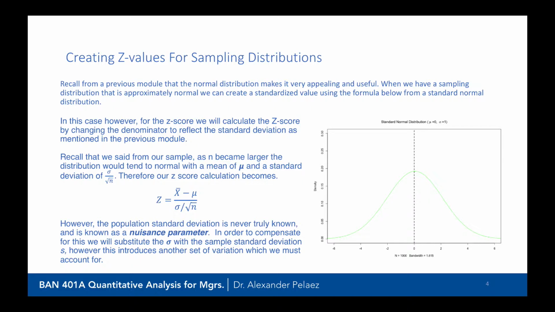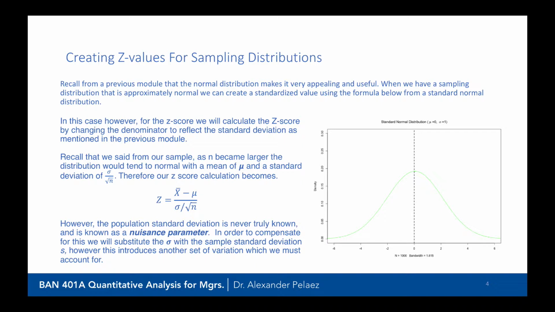Now, the z-score we will calculate is going to change a little bit from what we had originally done, because remember that when we're using the sampling distribution, the standard deviation is going to slightly change according to the central limit theorem. So as n becomes larger, the distribution will tend to normal with a mean of mu and a standard deviation of sigma divided by the square root of n. So our z-score calculation becomes z equals x bar minus mu in the numerator over sigma, the standard deviation, divided by the square root of n.